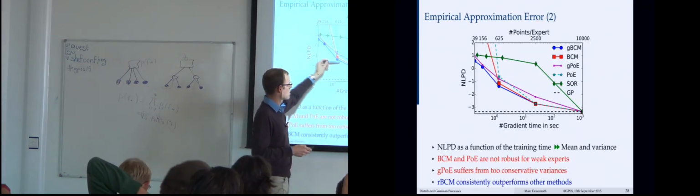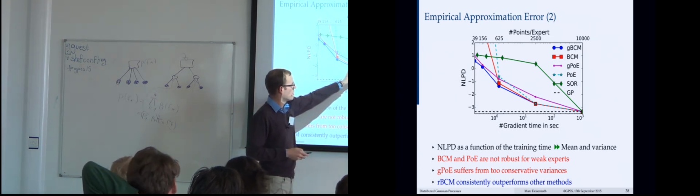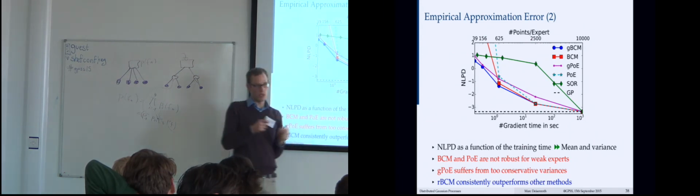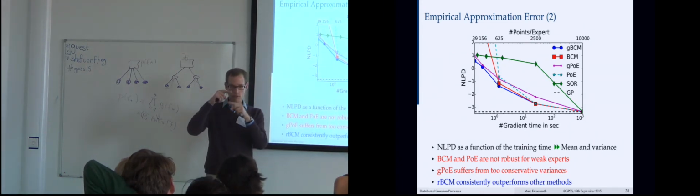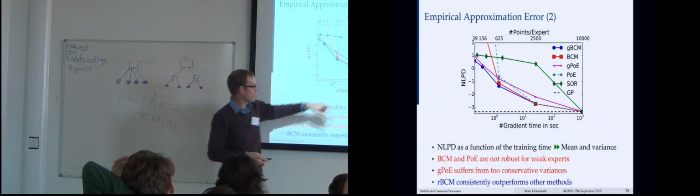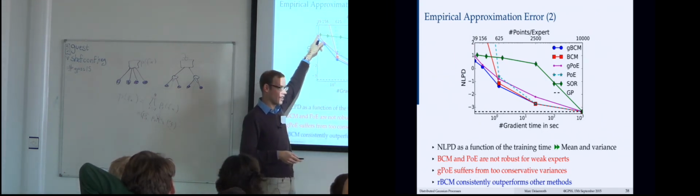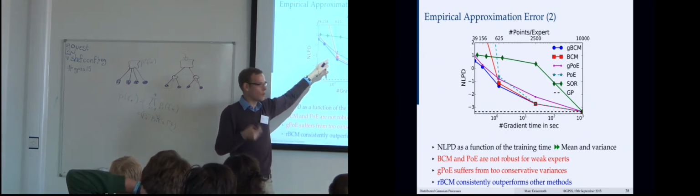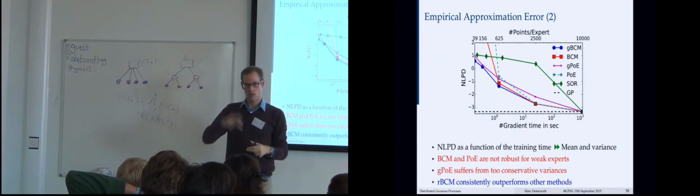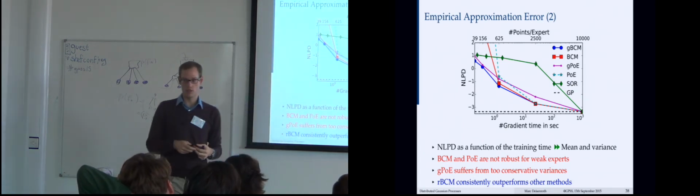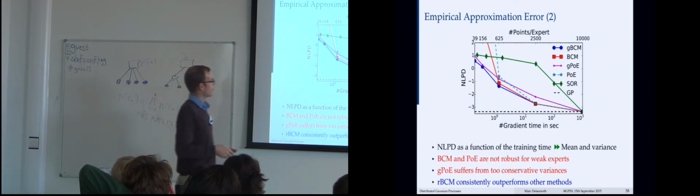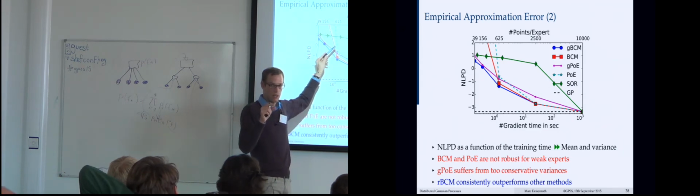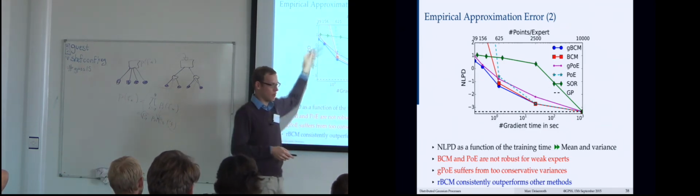The robust BCM still performs reasonably well, and the generalized product of experts model is initially relatively poor because it has these unreasonably large variances. But these unreasonably large variances kind of protect it at the end, when you pretty much have no data points and the model is relatively bad. With these large variances, the mean doesn't make too much sense, but that's okay. And the product of experts model really suffers from this underestimation of the variances, and the BCM we already discussed.